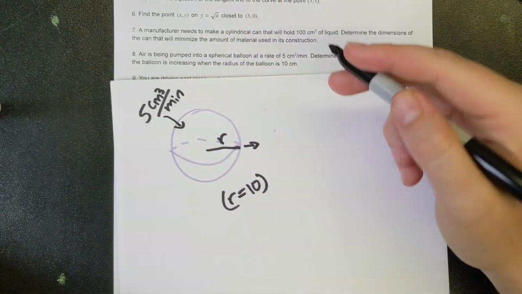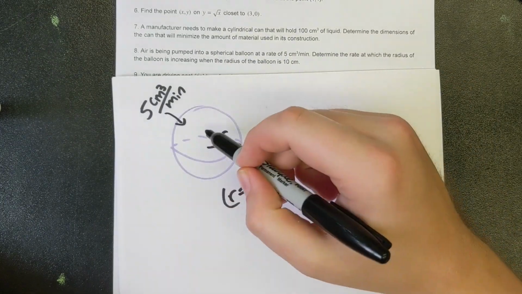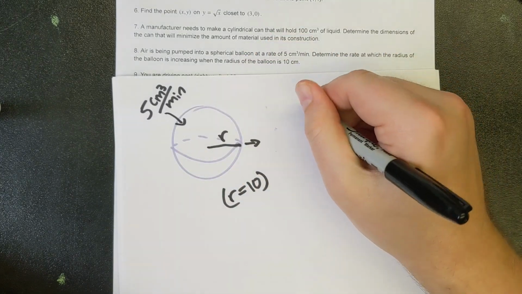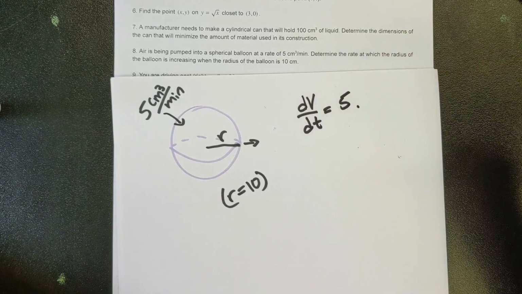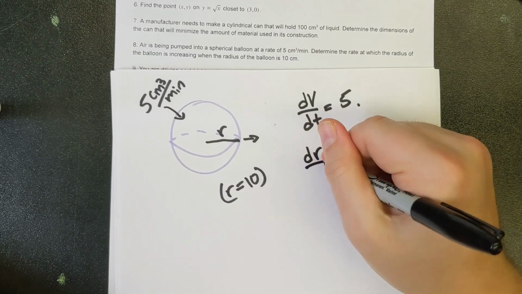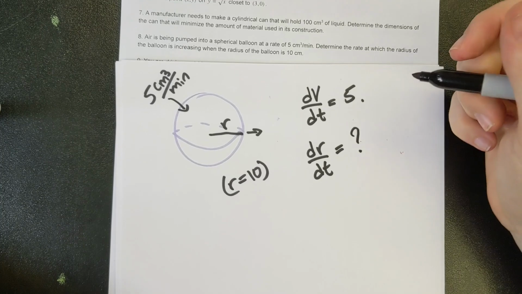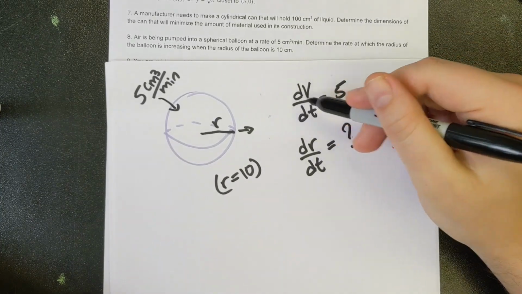Notice, we're concerned about the volume and the radius. The 5 is how much the volume is changing. You're pumping into it another 5 cubic centimeters of volume every minute. So we're being told that the change in our volume is 5, and we're being asked how quickly the radius is changing. That's telling us that dr/dt is the unknown, and so we want some way to relate these rates. How can we relate the rates?